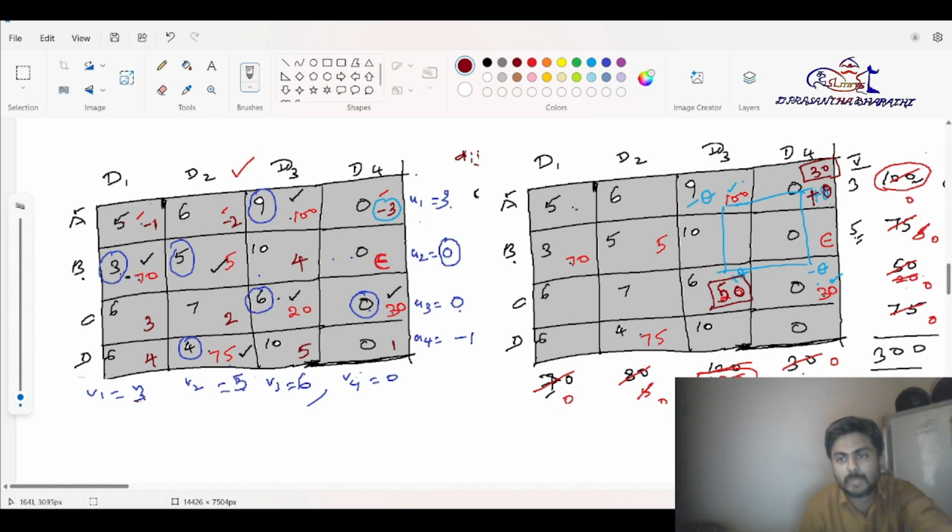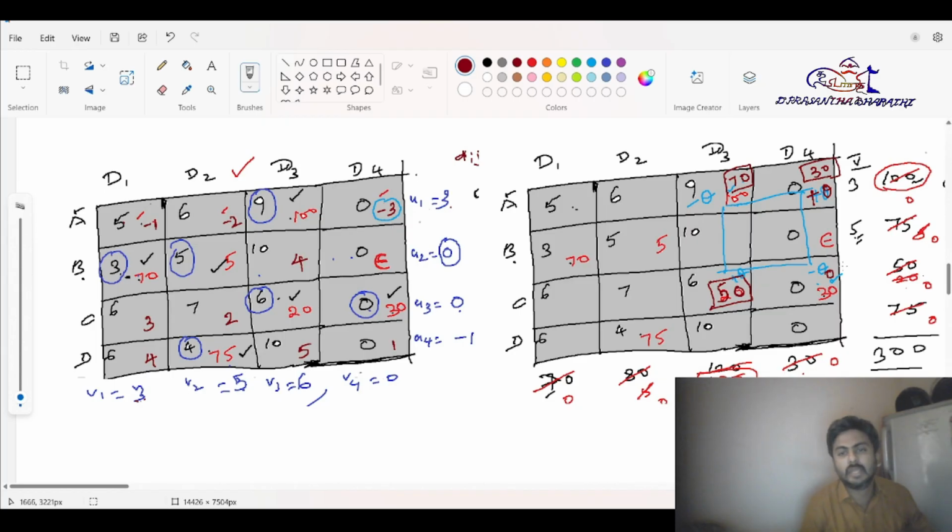Okay, so plus theta and minus theta. You have to subtract this 30 value from minus theta. So 100 minus 30 is 70, which is your third allocation. Here you are having 0. 0 means there is no allocation.